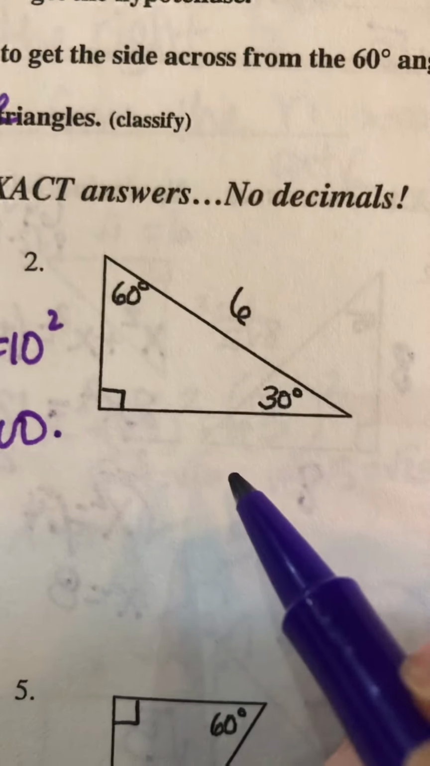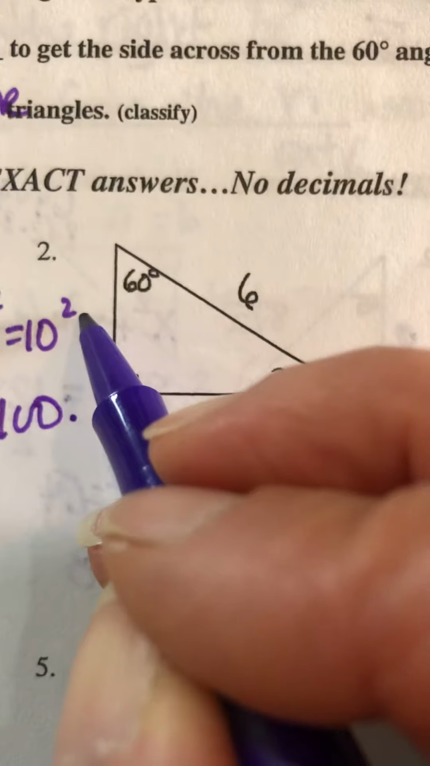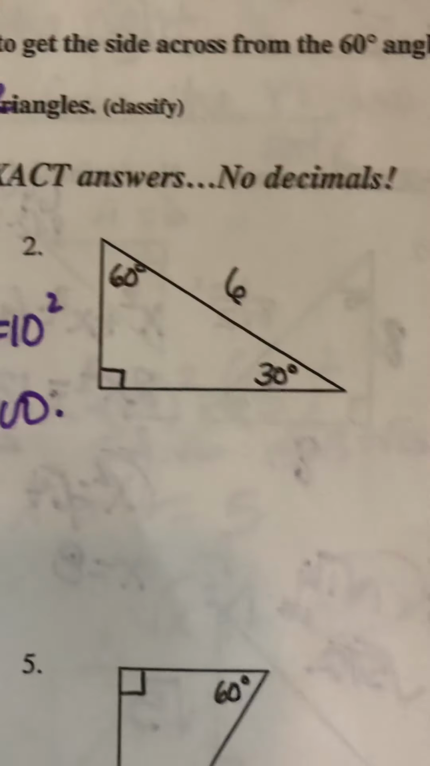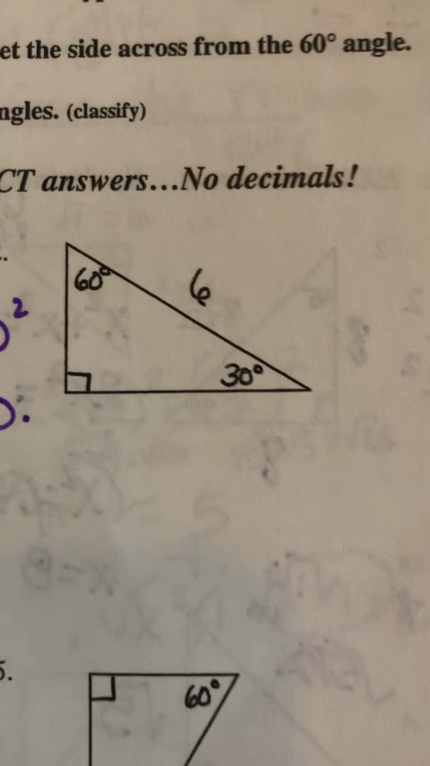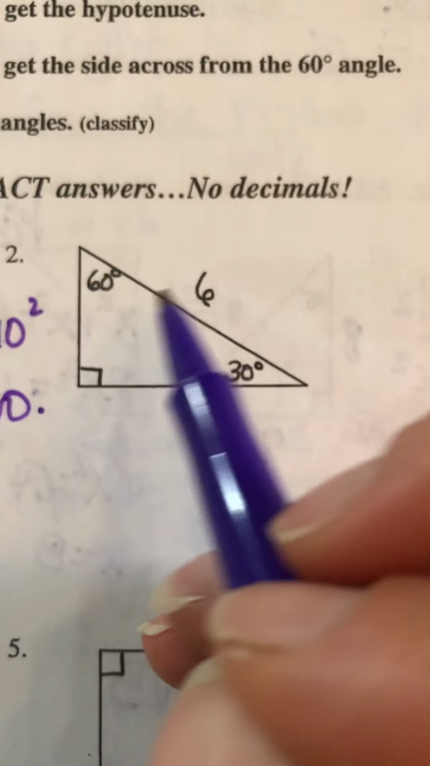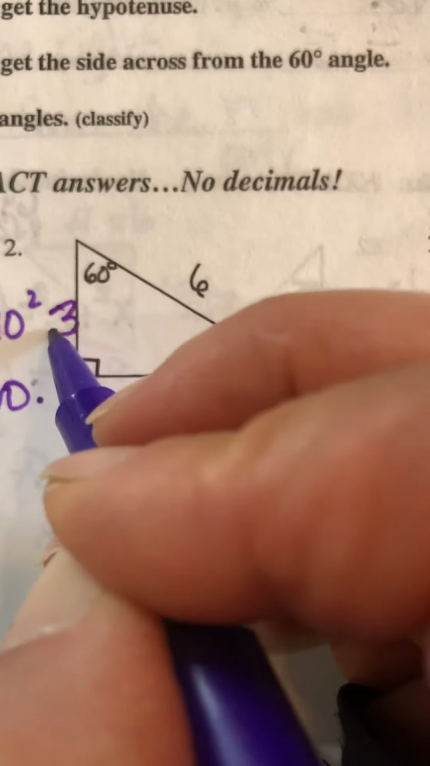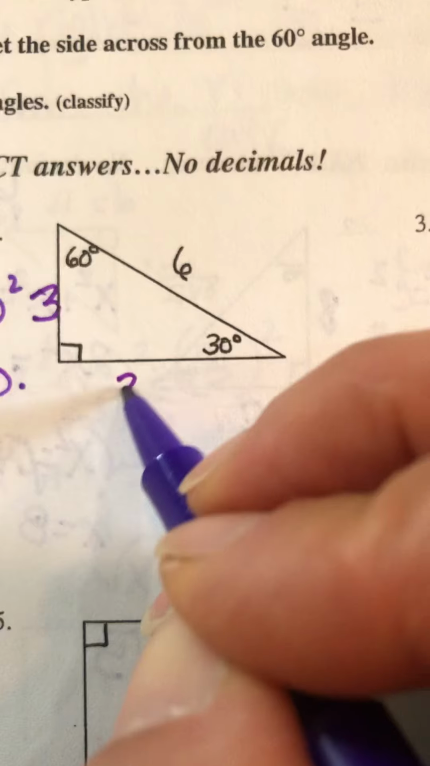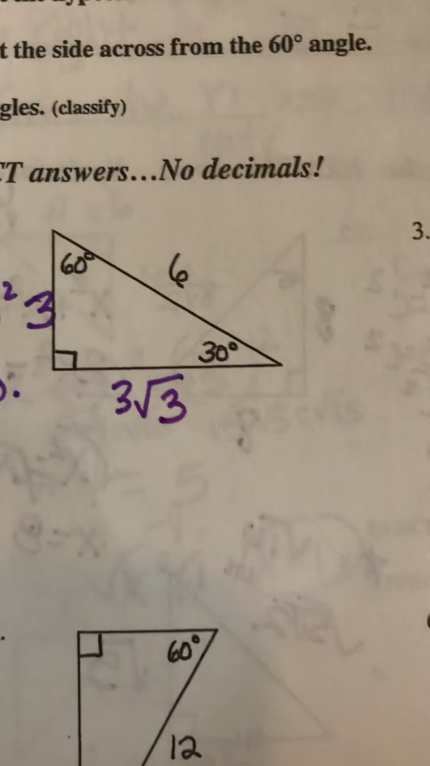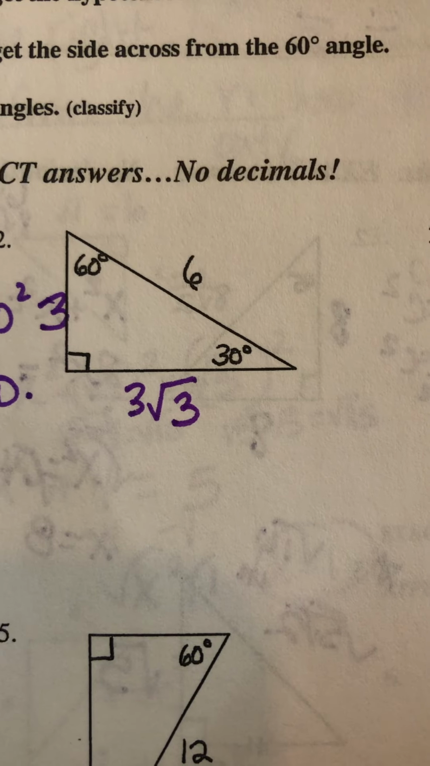Now, sometimes they give you the side opposite the 30. Sometimes they give you the longest side first. So if they give us the longest side, what would the side opposite the 30 be? Again, the relationship is this side is half of that. So this would be 3. And then I would take that side and times it by the square root of 3 to get the side opposite the 60.